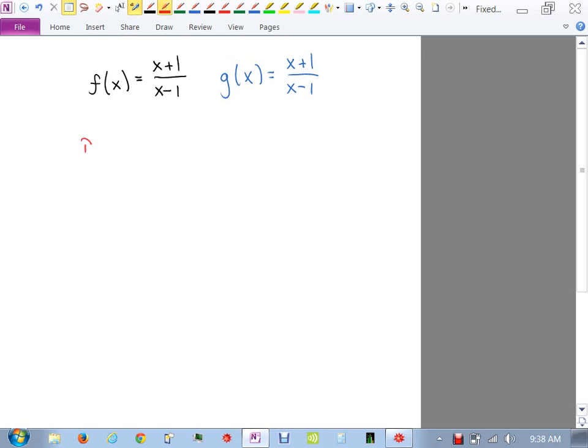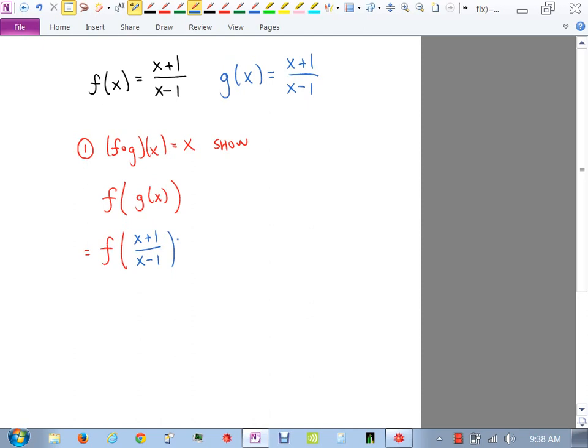So first thing I'm going to check is whether or not f of g of x is x. Right? I want to show that. So that means I take f, inside of it I put g, which is x plus 1 over x minus 1. And then I'm going to take that whole thing in blue and be replacing my x's, right? Everything in here goes into those two x's, right?